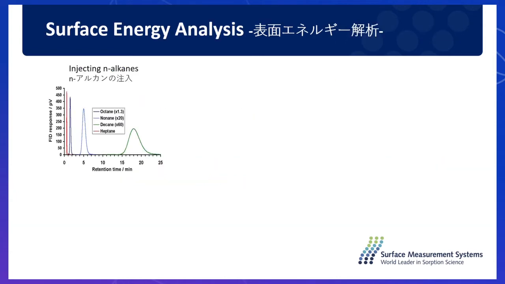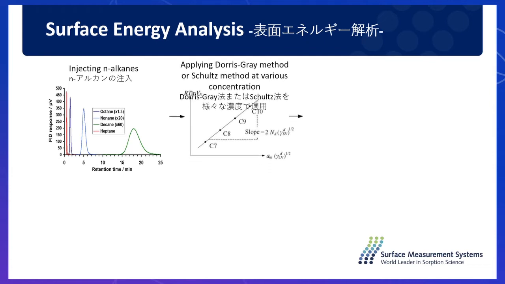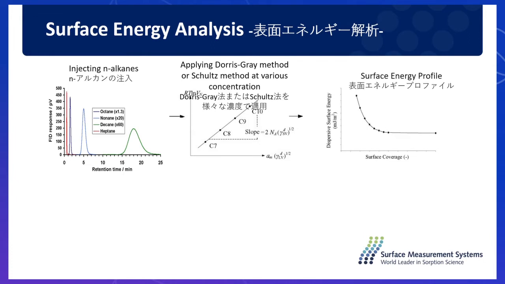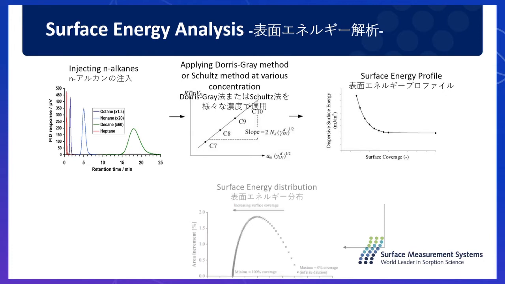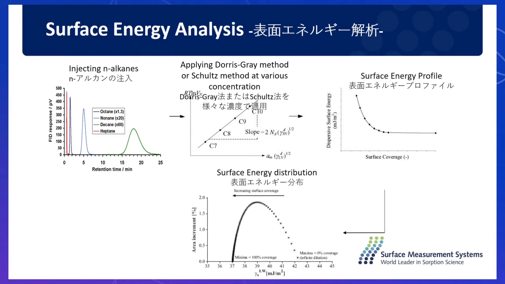When we determine surface energy, we inject different organic vapors, like a series of alkanes. There's a developed method to determine the dispersive surface energy from the retention volume, the free energy of these alkanes. And if we inject the alkanes at different concentrations, we can determine the surface energy profile. There's a more illustrative way to present the surface energy distribution: the energetic uniformity is the distribution graph that we can generate from the profile.